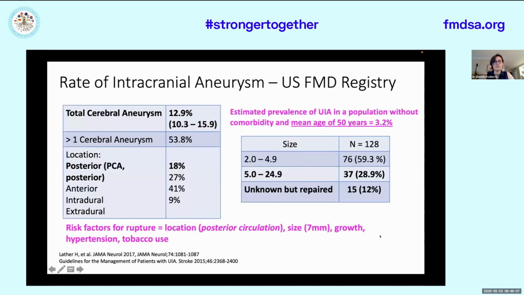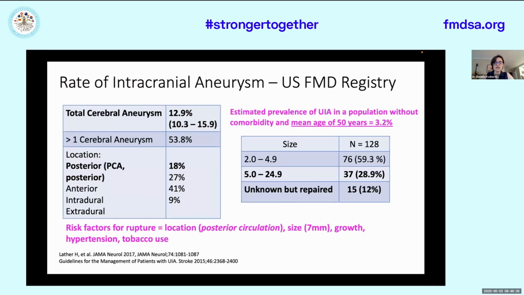Now, the rate of aneurysms in the brain was investigated using data from the US FMD registry. And what it found was that for patients that had had imaging, the rate of cerebral aneurysms was 12.9%. And this is much higher than the general population. In the general population, the rate of cerebral aneurysms for patients around age 50 is about 3%.